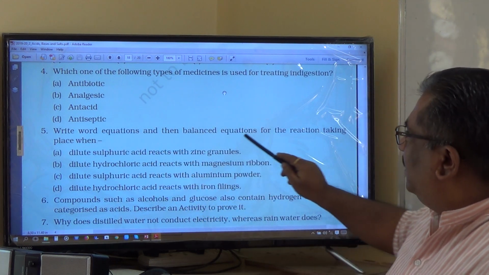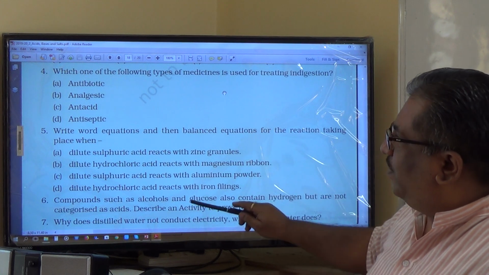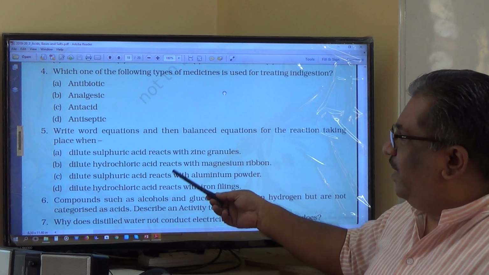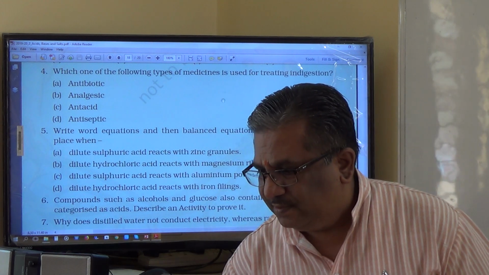Write word equations and then balanced equations for the reaction taking place. Take this as an assignment because all these reactions I have already discussed in my previous lectures.